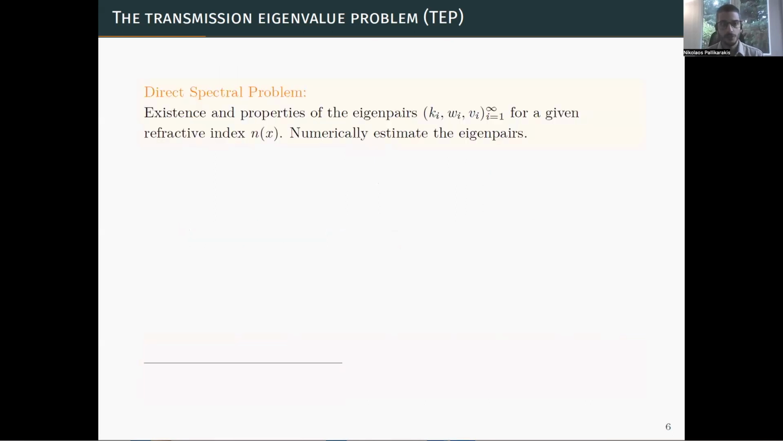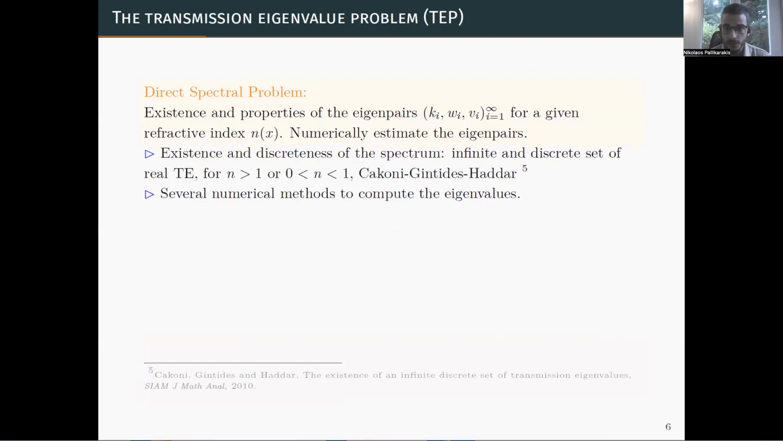And for the transmission problem, in the direct case, we try to study the existence and properties of the eigenpairs for a non-refractive index, and also where we want to numerically estimate these eigenpairs for this refractive index. And as I said before, this is not a standard eigenvalue problem, and as a result, the existence and discreteness of the spectrum was an open problem for many years until 2010.